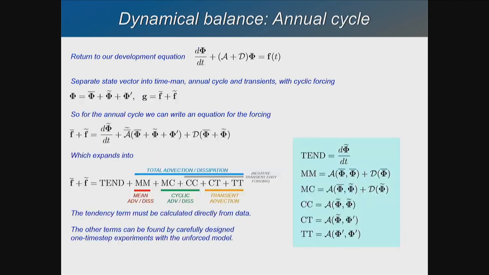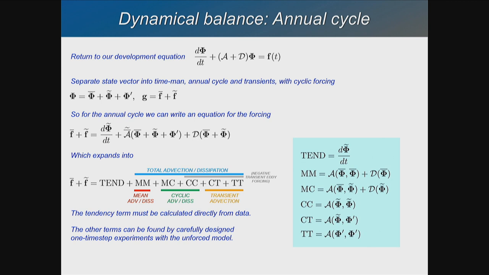So I've got to go back to my forcing strategy, and now I have to think of F as having an annual cycle in it. These are the observations, but this is the model. Now I want G not just to be F bar, but F bar plus F tilde, where tilde is an average annual cycle. So we cut up the flow now into three components: the mean, the annual cycle, and the rest, everything else. But I don't want transients in G. I just want G to be a steady, cyclic forcing.